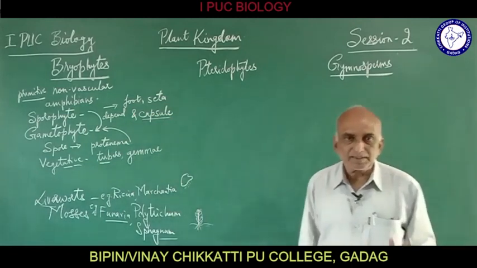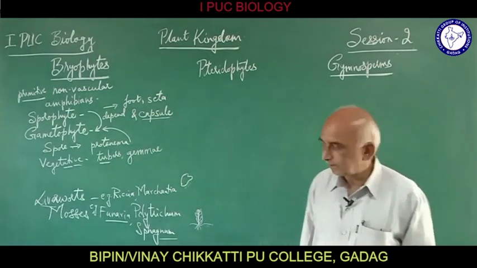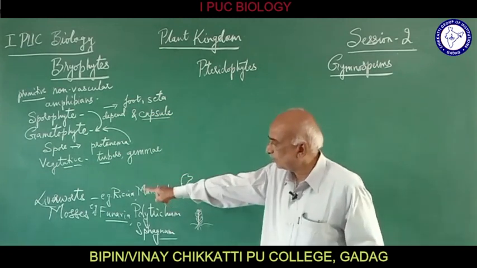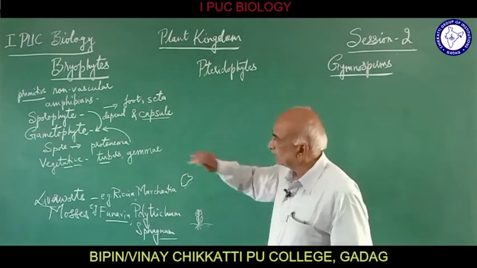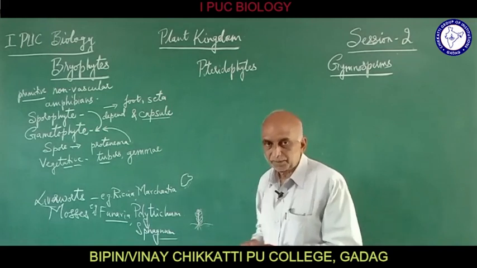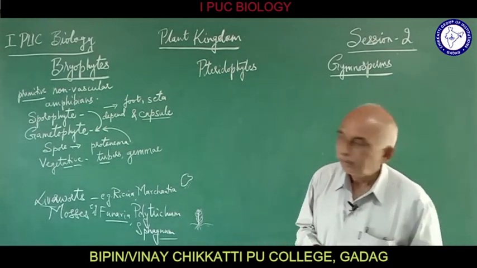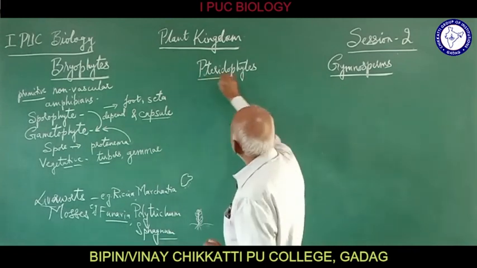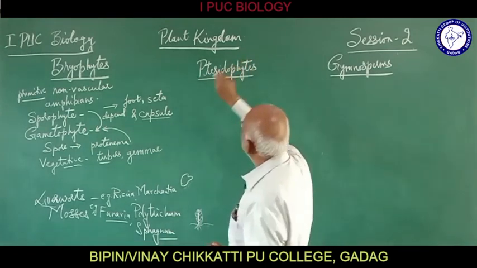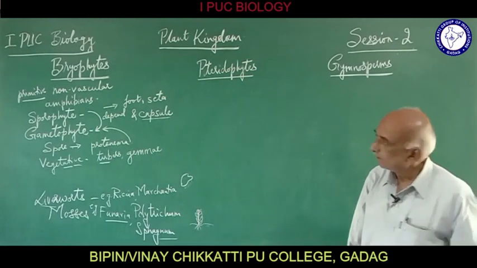So this is about the bryophytes. Bryophytes are commonly divided into liverworts and mosses. Those are the characteristics of bryophytes. Then coming to the pteridophytes. Pteridophytes are more developed than bryophytes. This is one important thing.